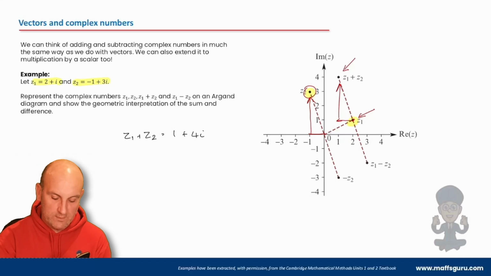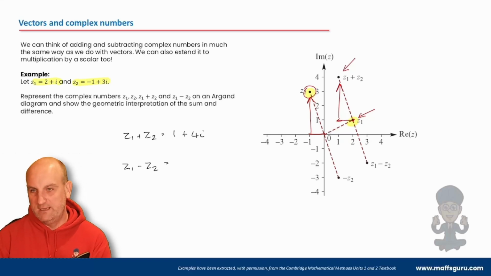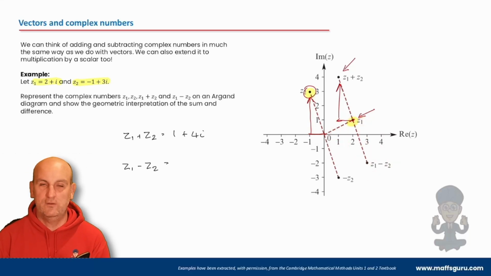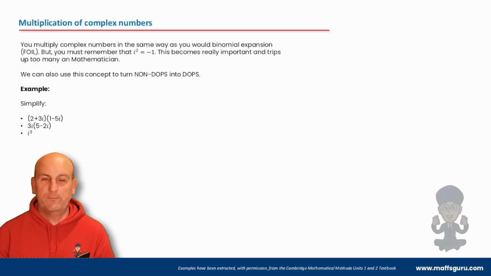If I was going to do Z1 minus Z2, what do you reckon you're going to do? Well, we're basically going to reverse the operation. So rather than going 1 back and 3 up, we would go 1 to the right and 3 down, and there we go, Z1 minus Z2. Now, trying to keep that in your mind when you're doing this type of stuff can help later on with the more complicated questions. Now, multiplication of complex numbers is huge.